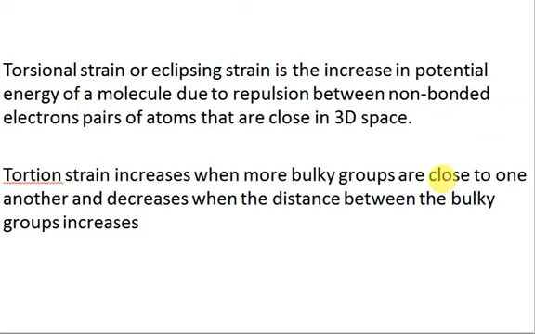So whatever the type of strain, always remember that strain is always caused when the atoms come closer, whether the reason is decreased angle, a bulky group, or the rotation of the bond. Whenever there is a strain, that means the atoms have come closer than is required or allowed, and because of the closeness, the potential energy increases. Because of the increase in potential energy, the system becomes unstable, and because of this instability, the reactivity increases.